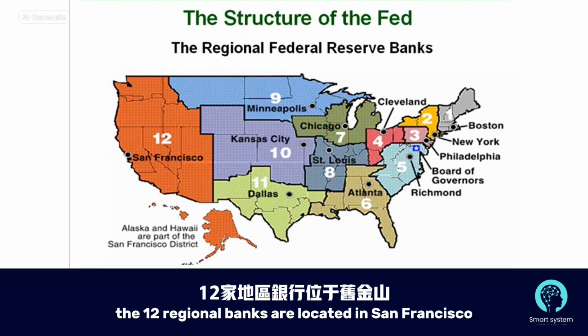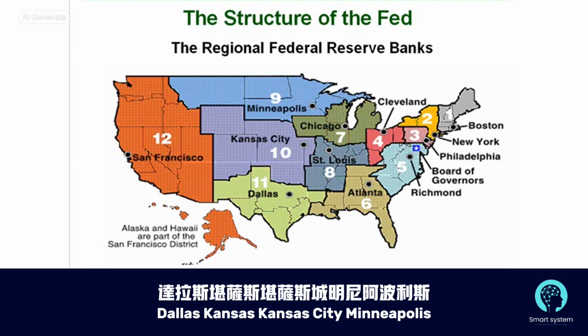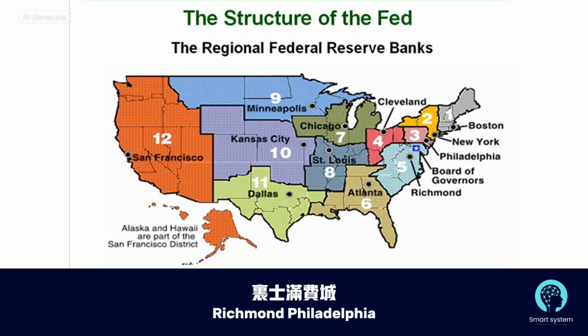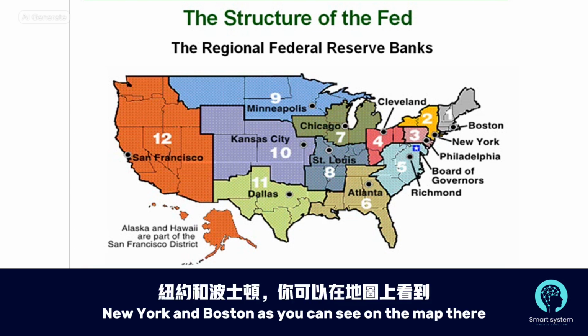The 12 regional banks are located in San Francisco, Dallas, Kansas City, Minneapolis, Chicago, St. Louis, Atlanta, Cleveland, Richmond, Philadelphia, New York, and Boston, as you can see on the map there.